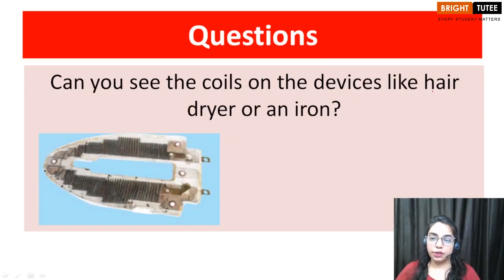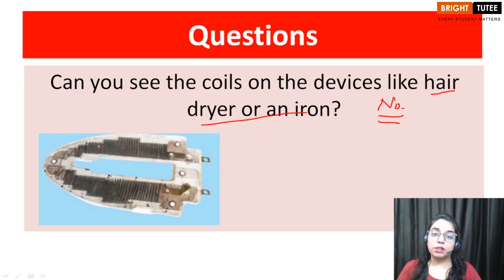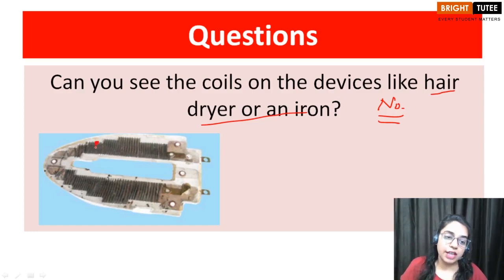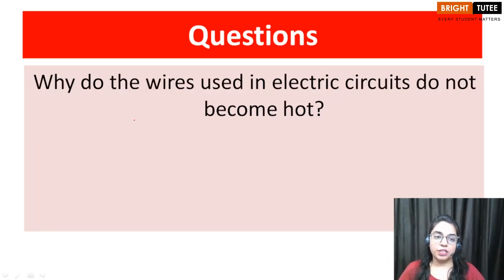Can you see the coils on devices like a hair dryer or an iron? So children, can you see the wires or the coils on the surface of them? No, you cannot observe this on the surface because the coil is inside the appliance. You can observe it if you take it to a repair shop and the shop owner opens it, and you will see inside that there are so many coils, and because of these coils, or the element, the appliance gets heated. We call these coils elements. Okay, let's move to the next question.